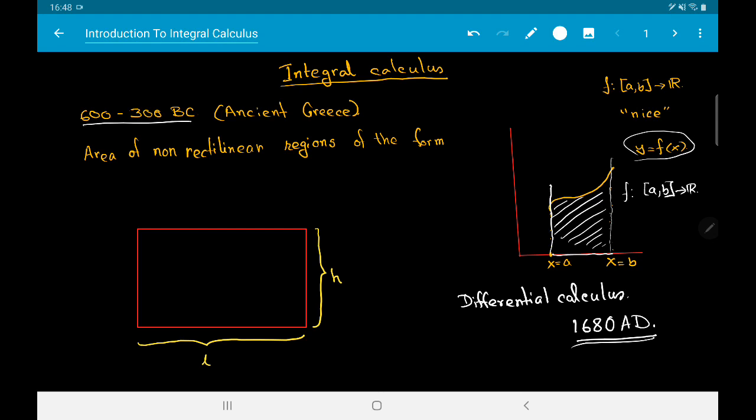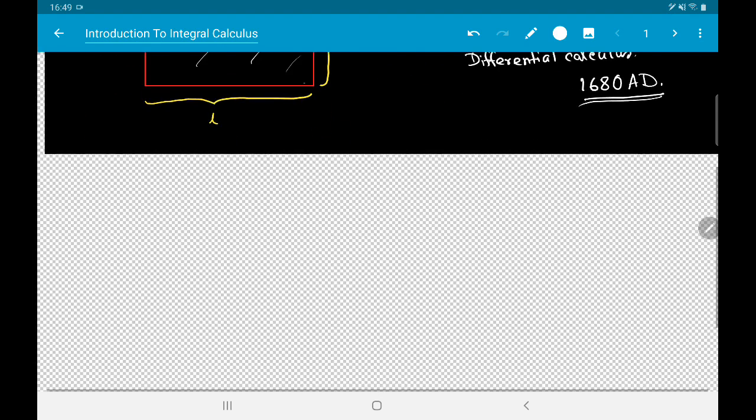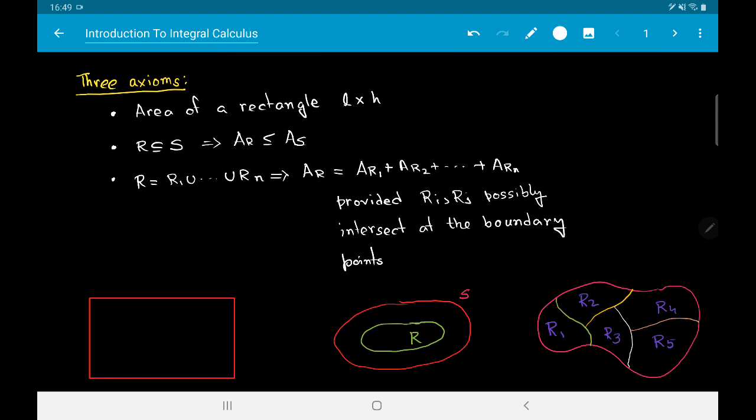You already know from your childhood that if you have a rectangle, then there is an obvious notion of area of the rectangle. If the rectangle has length L and height h, then the area of this rectangle is given by L times h. We are going to assume three very intuitive axioms in order to tackle the problem of determination of area of regions that are interesting to us, that I have just described. So what are the three axioms? The three axioms are very intuitive.